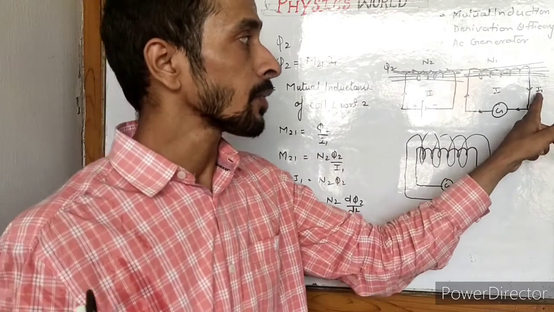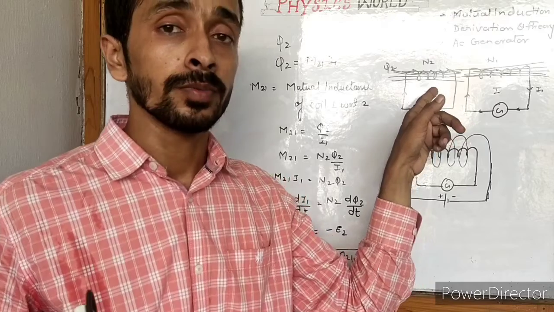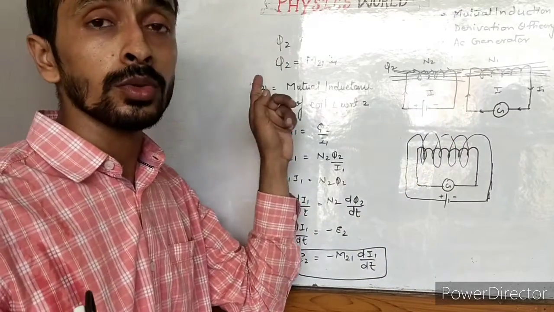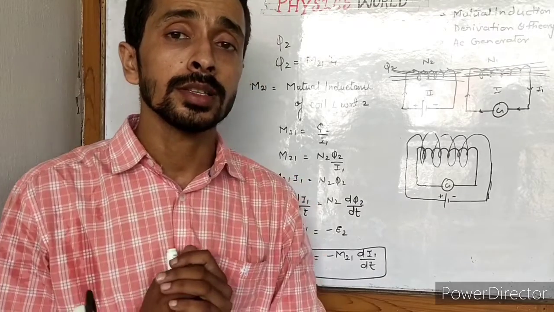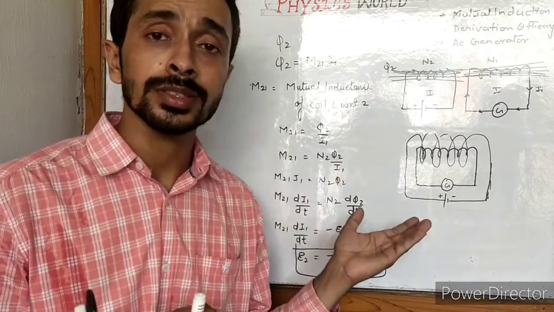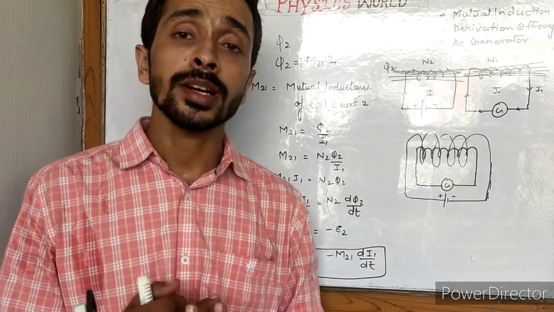So this current I1 is correlated with the number of turns N2. So we can write from here phi 2 is directly proportional to I1. That is the way how we can write the theory. Then, after this derivation, the last part is how we will write the unit here.